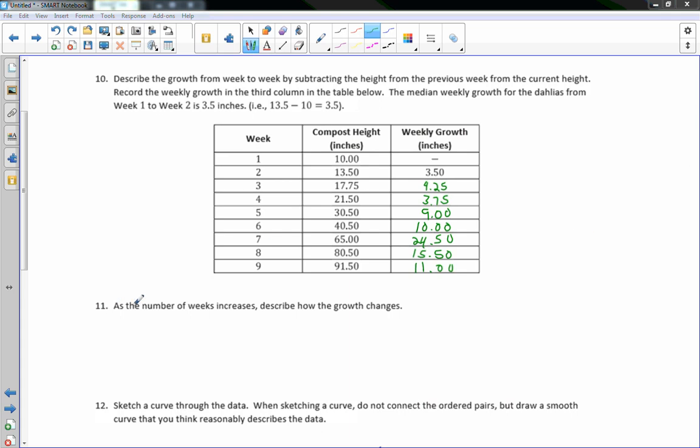Okay, now it says, as the number of weeks increased, describe how the growth changed. Okay, well, this is an increase to here, so this is an increase. And then here, let me change colors. From here to here, it was a decrease.